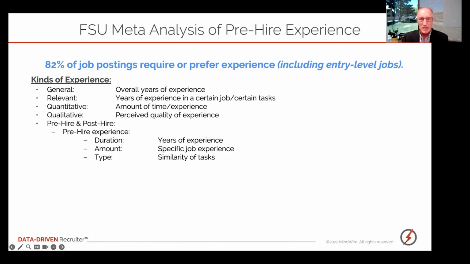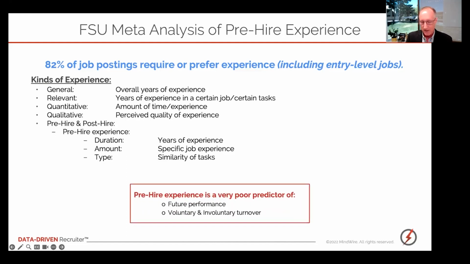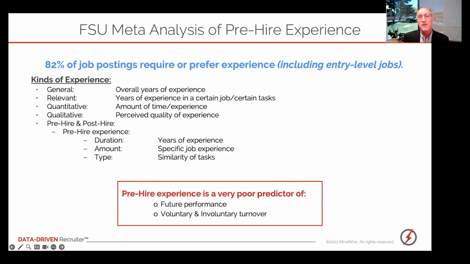But so here's what the Florida State study found. And that is that when it came to predicting future performance within a given organization, past performance with other organizations was a terrible predictor. It was a 0.01 correlation to future success. In other words, almost zero. And the same thing about voluntary or involuntary turnover, that because somebody did this job somewhere else was not a good predictor of whether they would do it for us long-term, be around for a while. And frankly, that's even if they did that same job.